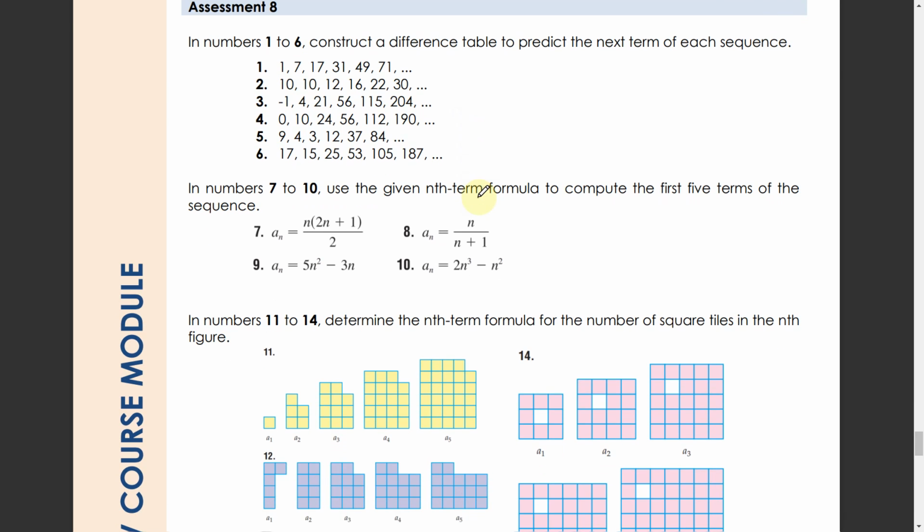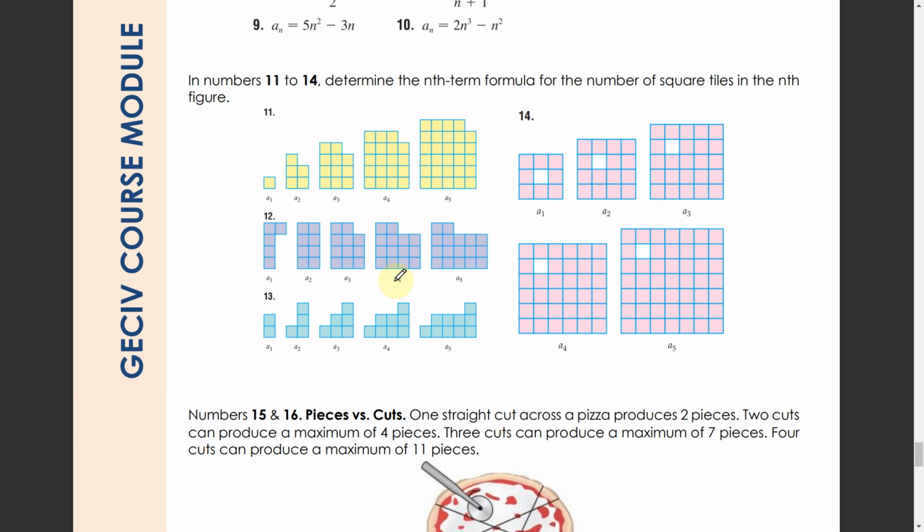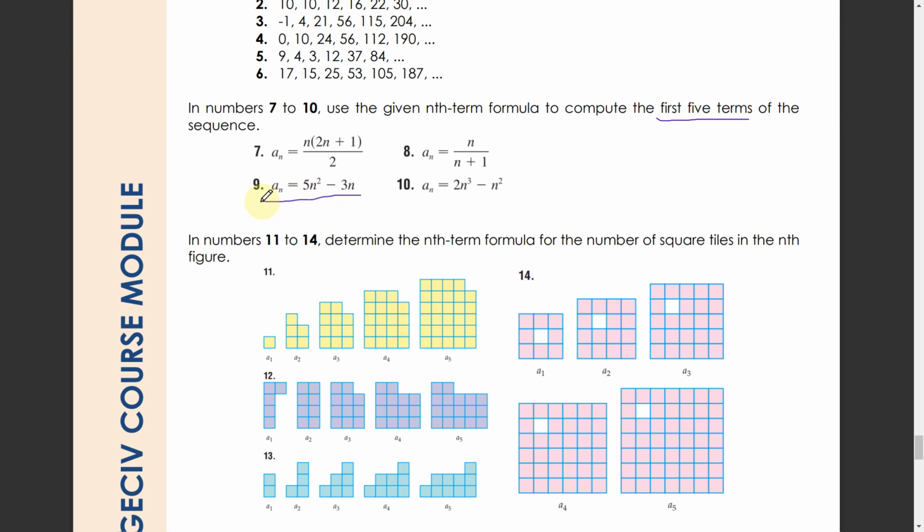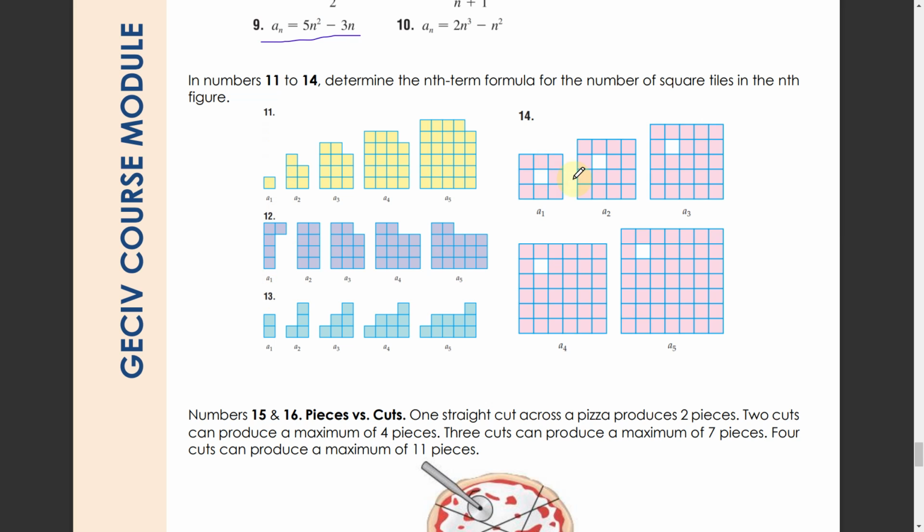Then for numbers 7 to 10, use the given nth term formula to compute the first 5 terms of the sequence. Given the nth term formula, you will find A1 up to A5, the first 5 terms. So that is for 7, 8, 9, and 10. For numbers 11 to 14, determine the nth term formula for the number of square tiles in the nth figure. Given these patterns, what nth term formula can you formulate? That is for 11, 12, 13, and 14.